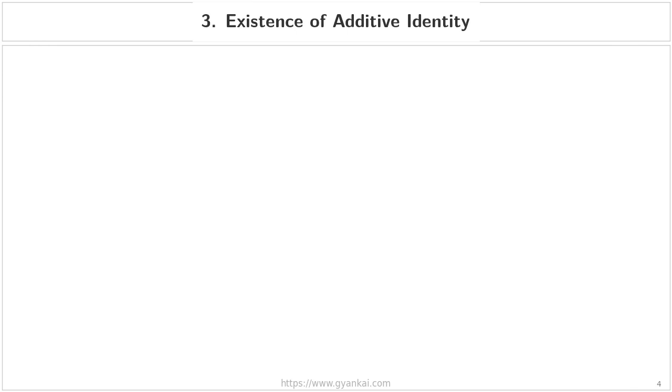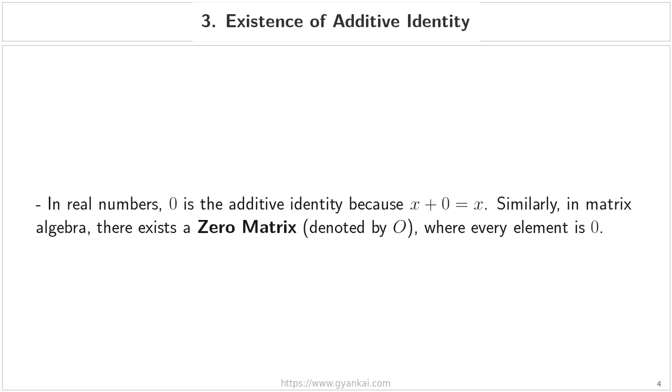3. Existence of additive identity. To understand this, think back to basic arithmetic with real numbers. We know that 0 is the additive identity because adding 0 to any number, for instance, x plus 0, simply results in x. Matrix algebra follows a very similar logic. In this context, we have what is known as the zero matrix, denoted by a capital O, which is a matrix where every single element is 0.